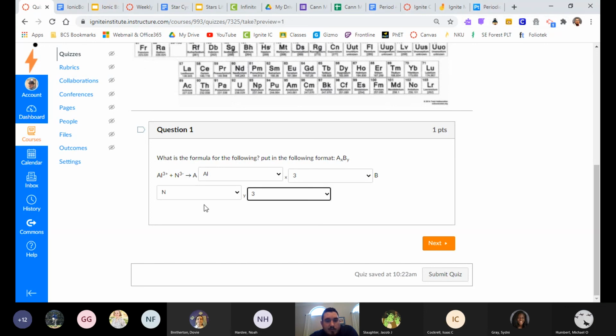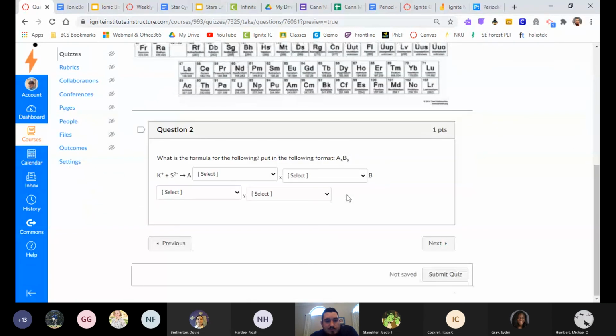It's not about the negative anymore. Remember, these numbers aren't charges anymore. But we have a ratio of 3 to 3. That gets reduced down, right? So that's the ratio of 1 to 1. Okay, so a 3 to 3 cancels out to 1 to 1.